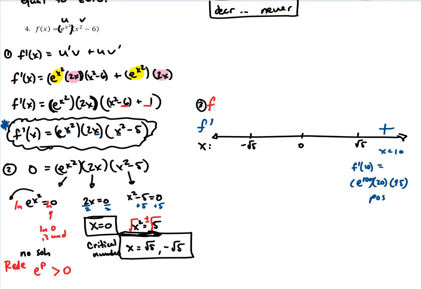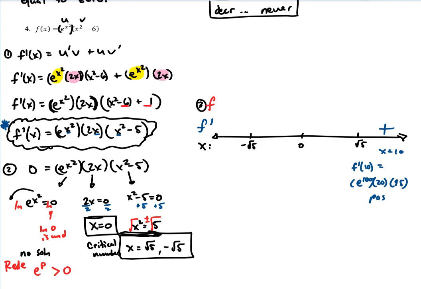Okay, so that's again why this doesn't work, because to equal 0 would contradict this. So our rule is e to any power is always greater than 0. So that's why I don't need a calculator for e to the 100. I already know it's positive, and then times a positive times a positive, everything's positive.